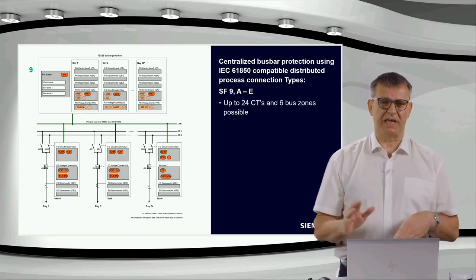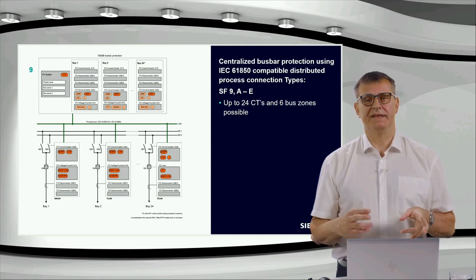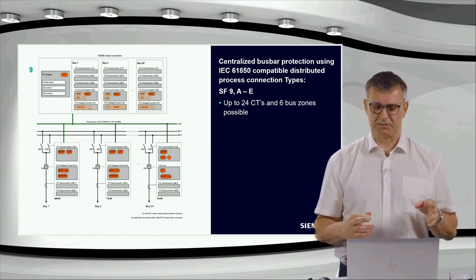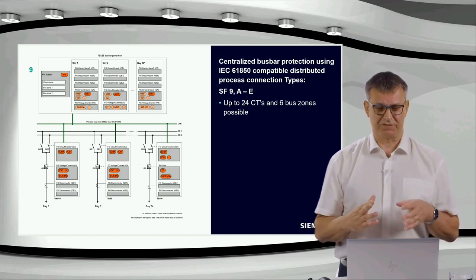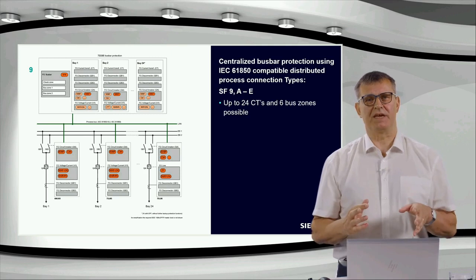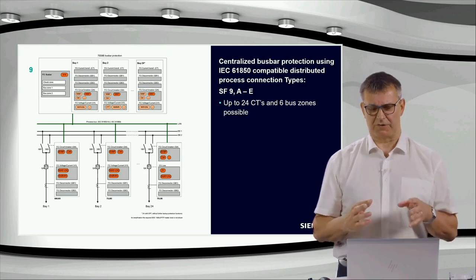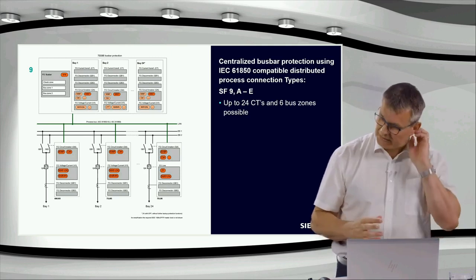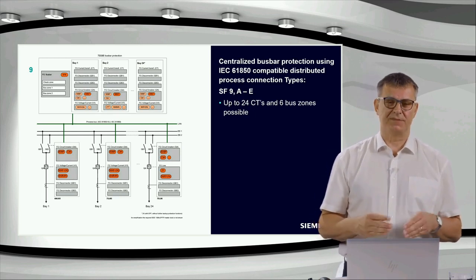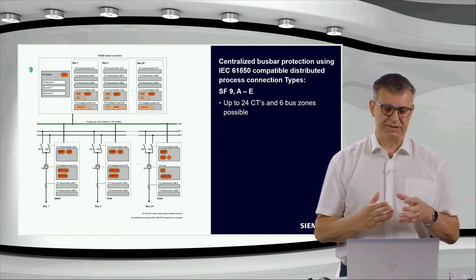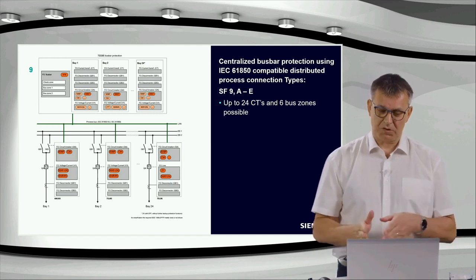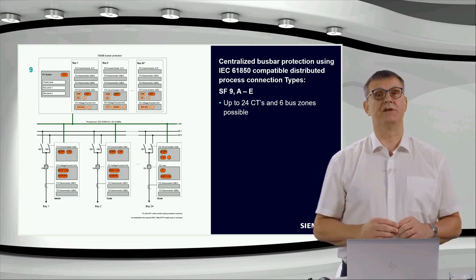Here, we no longer have the limit of the maximum analog inputs in SIPROTEC 5, because of the hardware. So with this type, we can cover up to 24 current transformers. This limit of 24 is no longer because of the SIPROTEC 5 hardware, it's because of the memory consumption in this one big centralized busbar protection device. And we have the same limit of 6 bus zones.